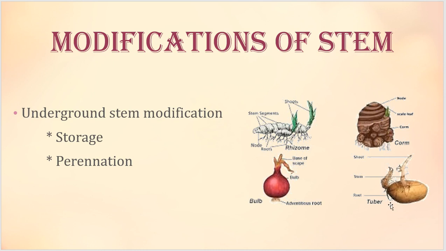And then the next kind of modification of underground stem is the tuber. These tubers are irregularly shaped swollen stems, and these tubers store plenty of food in them. These structures produce nodes and internodes. They are not much branched, though sometimes they may produce branches too. It bears scaly leaves, but the leaves never store food. The food is found in the stem only. And they have axillary buds.